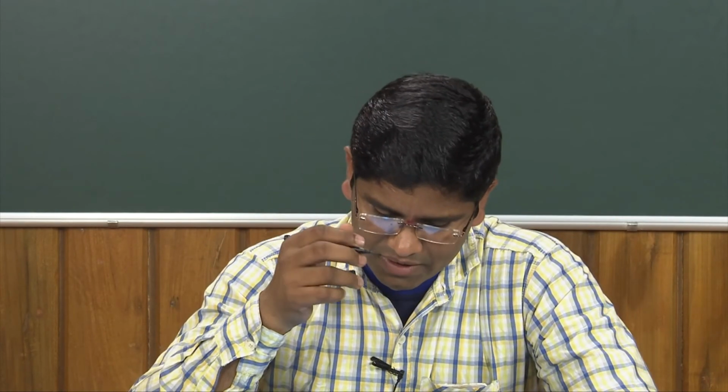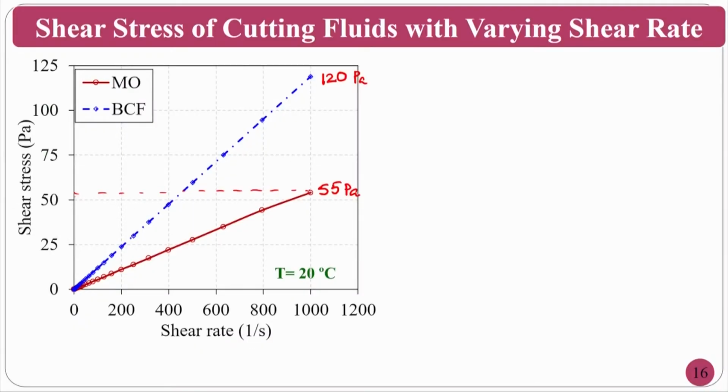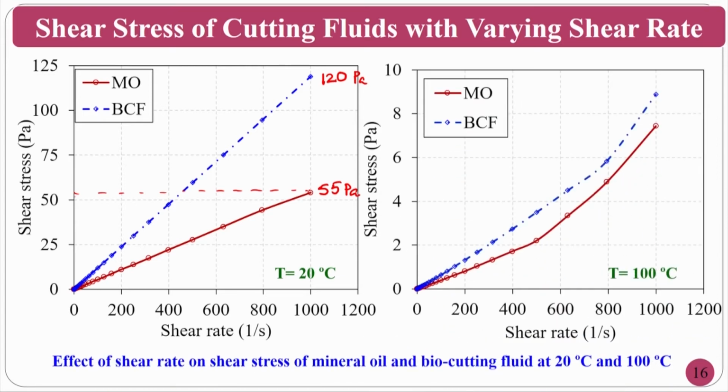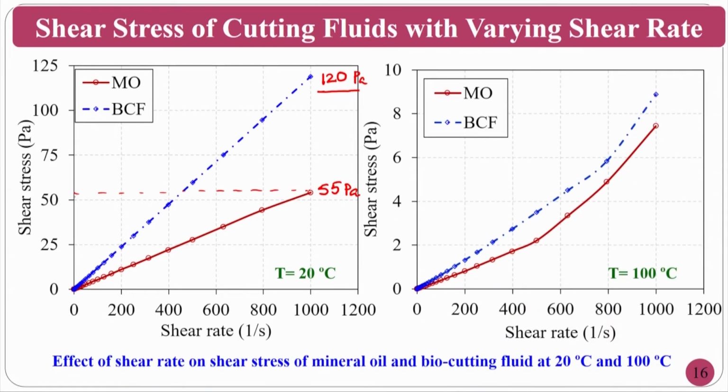the rheological properties. From this particular point of view, the flowability of mineral oil is better compared to the biocutting fluid. However, from the other point of view, the lubricating characteristics of the biocutting fluid are much better, because the viscosity is very high, which means the lubricating characteristics are very high, probably.